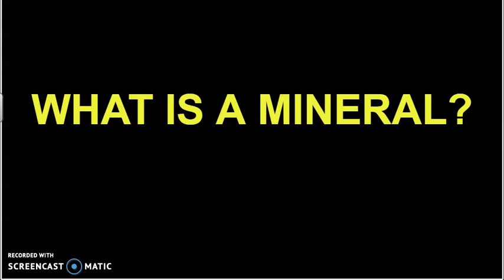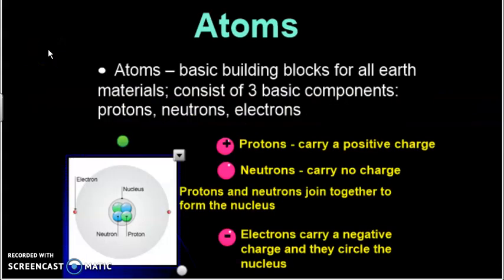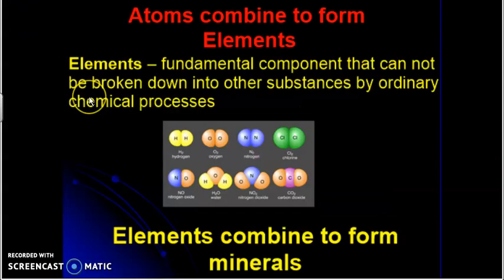What is a mineral? Well, let's start with the basic building block for all earth materials, which are atoms. Atoms consist of three basic components: protons, which carry a positive charge; neutrons, which carry no charge. Those join together to form the nucleus, and the electrons carry a negative charge and they circle the nucleus. Atoms combine to form elements. Elements combine to form minerals.